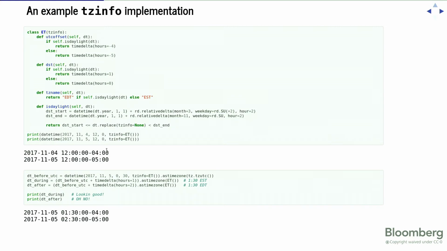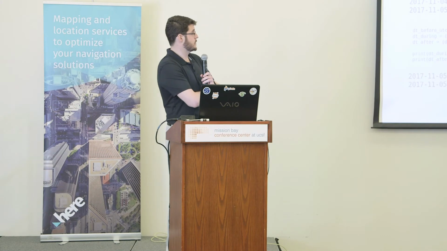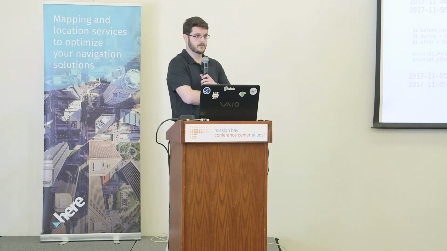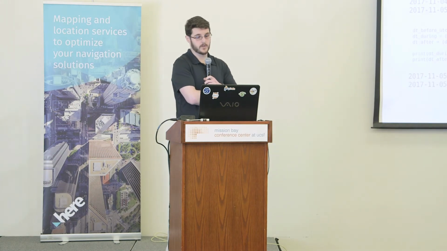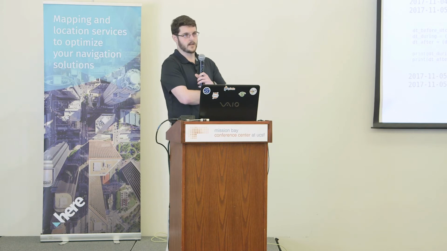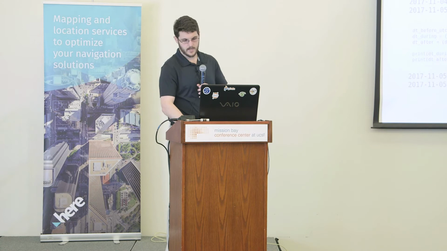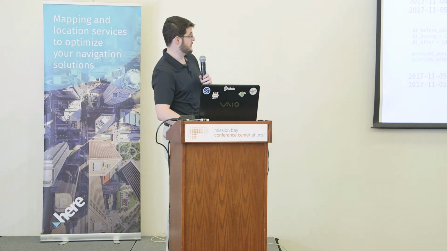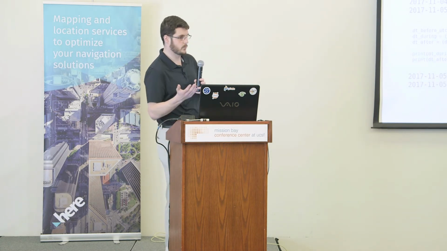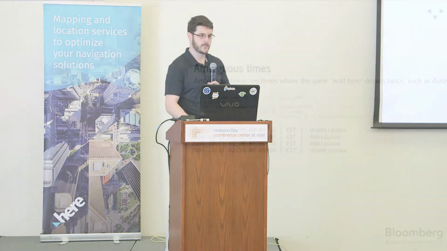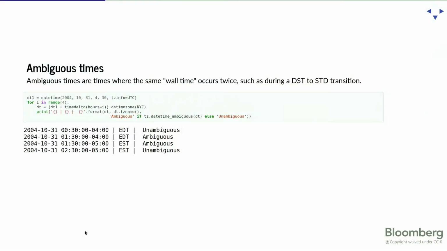But now what happens if I try and generate a date that is, say, 1:30 Eastern time on November 5th, 2017. So there's actually two of those. There's 1:30 on the standard time side and 1:30 on the daylight time side. So it handles the first one just fine. But when I go to the second one, what happened there? It jumped ahead.